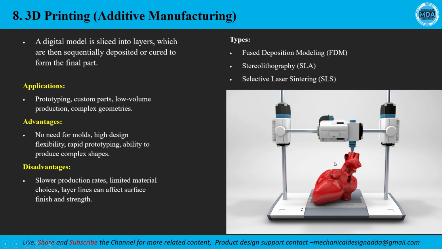For that reason, you can physically feel some layer lines on the product. If you look at the physical product, you can see the layers or lines on the product surface. So this is a short explanation of plastic manufacturing processes.